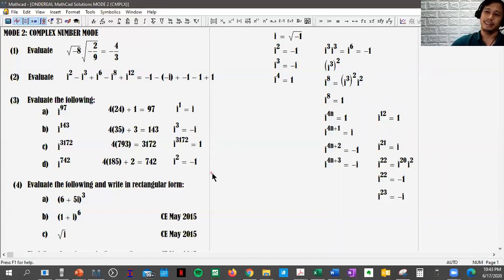So ganun yan. Okay, so take note of this pattern from now on. No, if divisible by 4, the result is 1. If the power is 1 more than divisible by 4, the result is i. If the power is 2 more than divisible by 4, it's negative 1. And if it's raised to a power of 3 more than divisible by 4, multiple of 4, the result is negative i. So that's it. Okay?